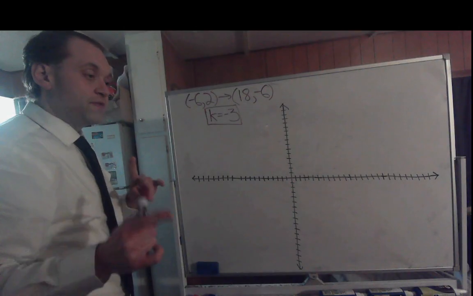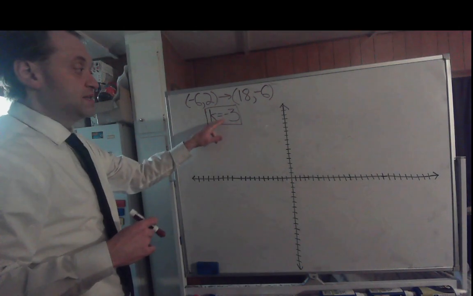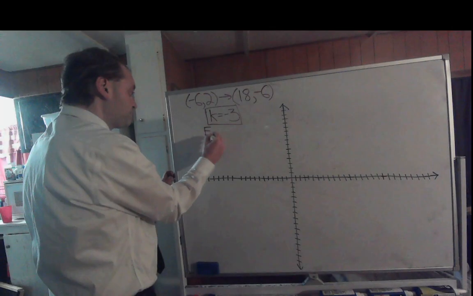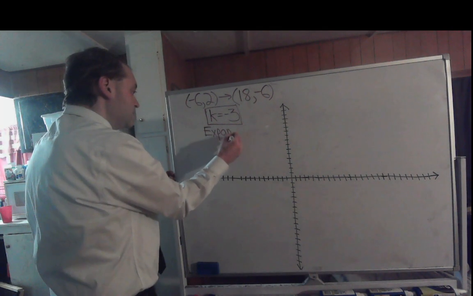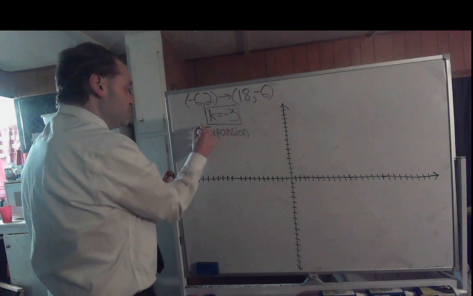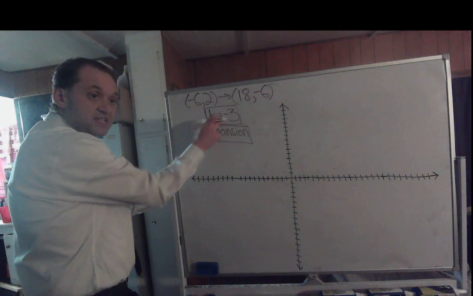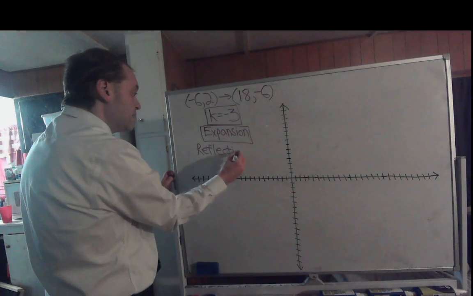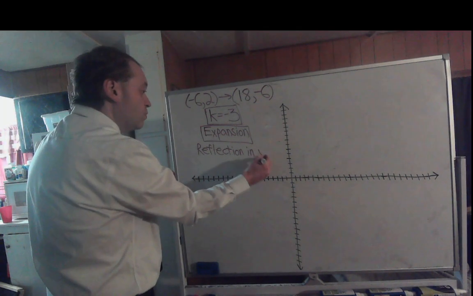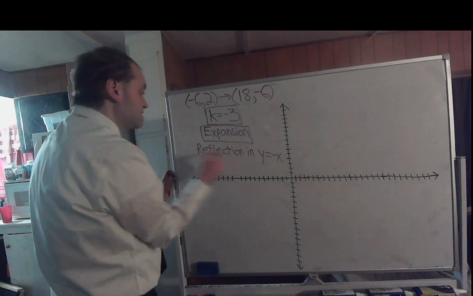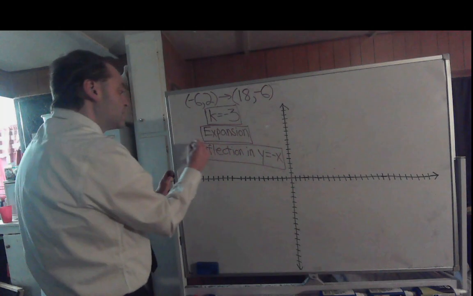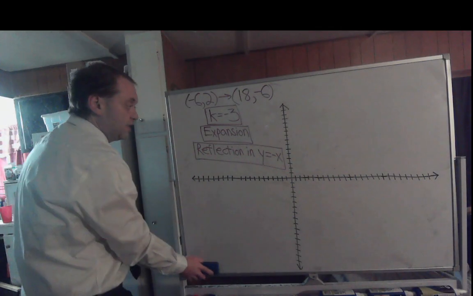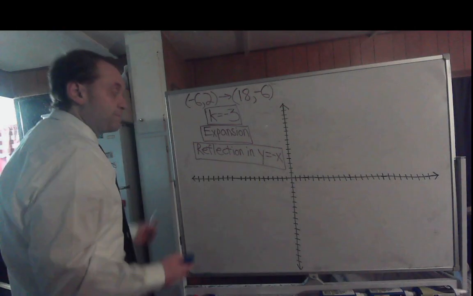Now, what is this? This would be an expansion because the absolute value of -3 is greater than 1. It's definitely an expansion. And since it's a negative scale factor, that means it is a reflection in the line y equals -x. So you got a reflection in the line y equals -x, since you have a negative for your scale factor.